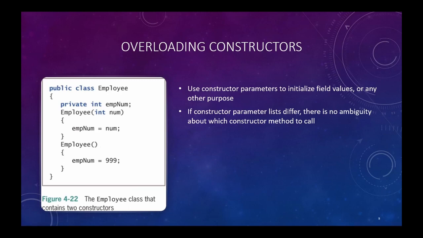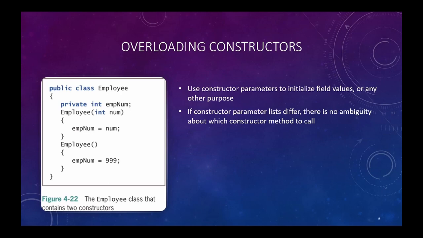Now, when you go to create a new employee object, you can do it with a number or without. If you do it without a number, it's going to set that employee number to 999. Okay. Because there's two constructors, it's considered overloading the constructor. The same constructor identifier is going to have a varying number and type of parameters. Okay. Just like what we talked about.